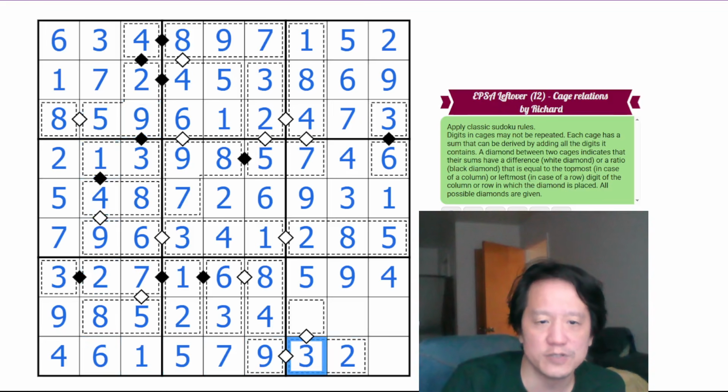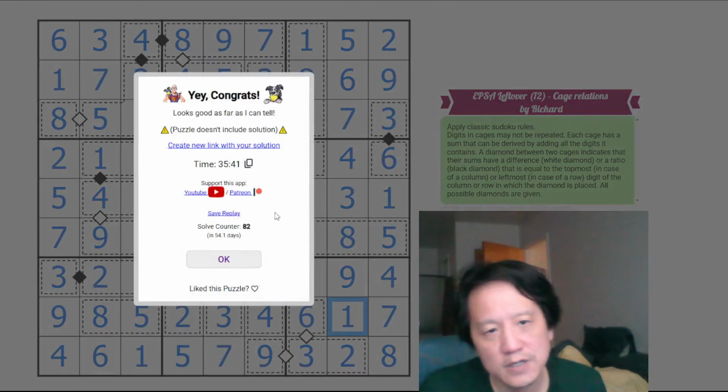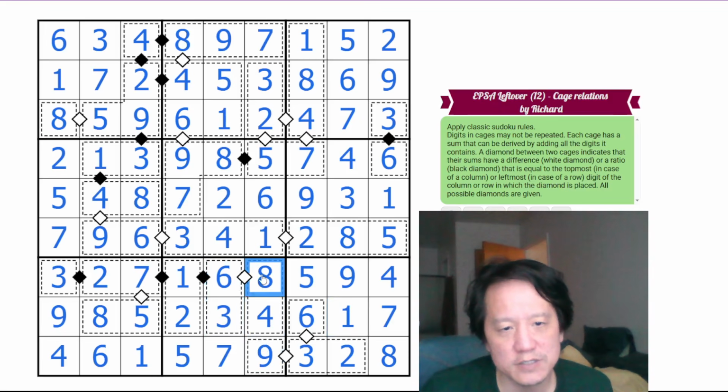This must be the difference between this digit and that of a 1, so that's 6. That leaves this as 8, this as 7, and this as a 1. Apologies for this miscalculation here. That was the problem.